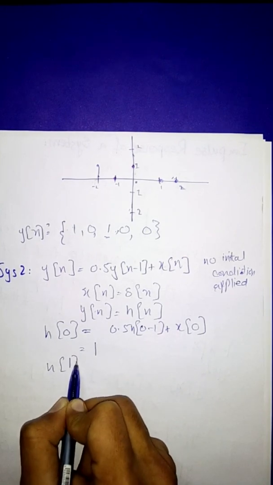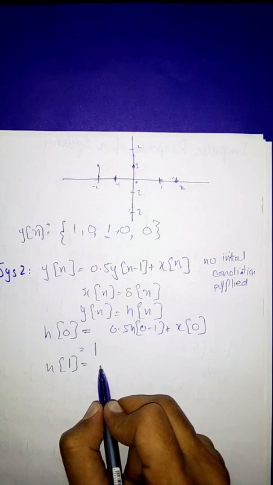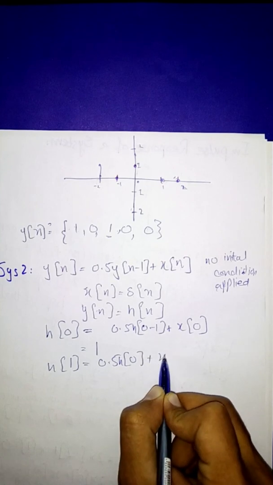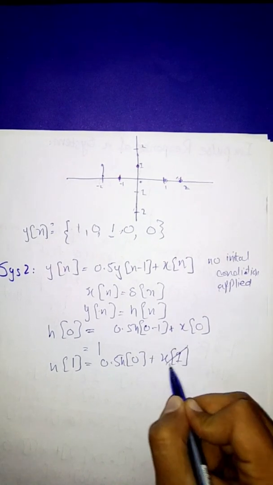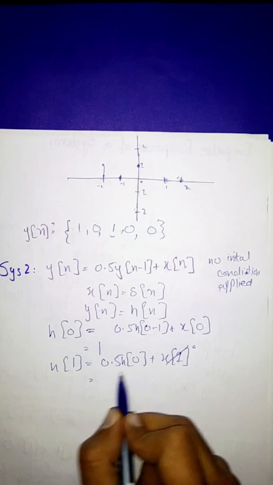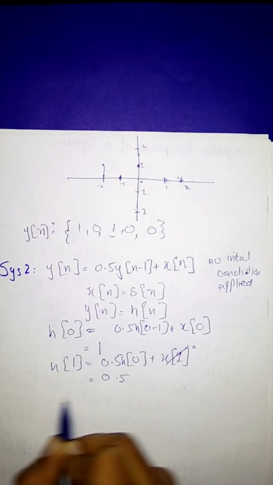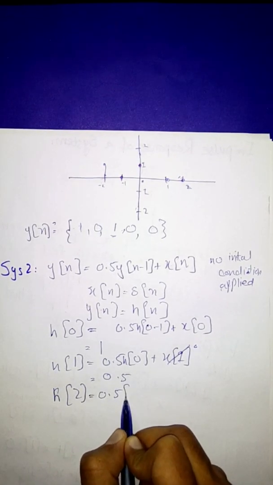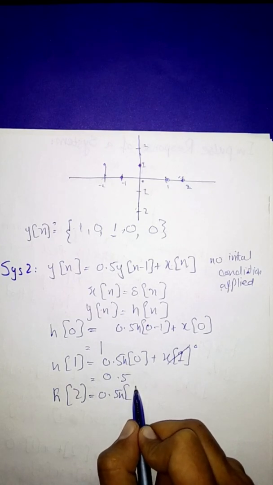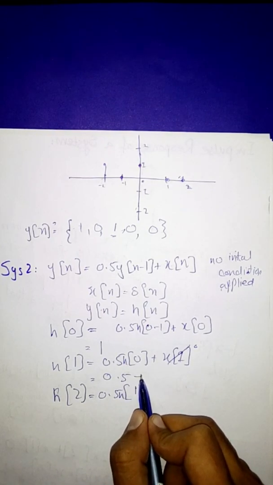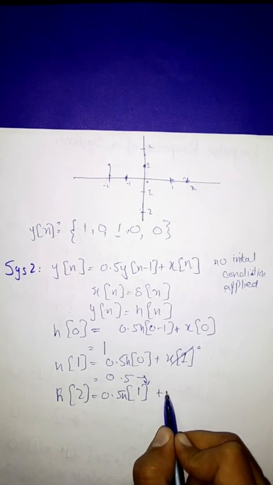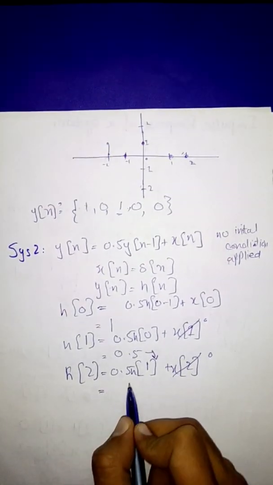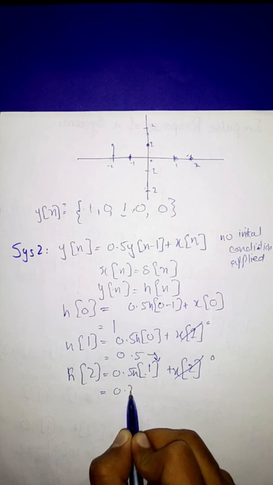For h of 1 we will have, if we solve it, 0.5 h of 0, which will become 1, plus x of 1, which will result in 0, and this will result in 0.5 multiplied by 1, which is 0.5. For h of 2, this will result in 0.5 multiplied by h of 1, which we get the value from over here, plus x of 2, which will be equal to 0. This will become 0.5 multiplied by 0.5, 0.25.